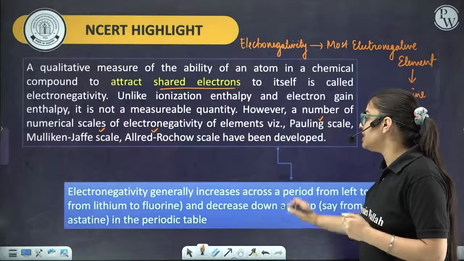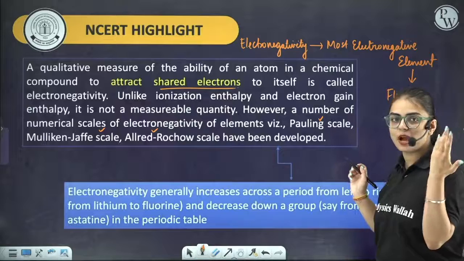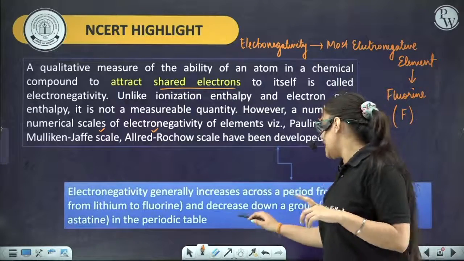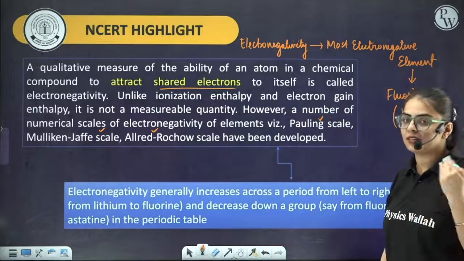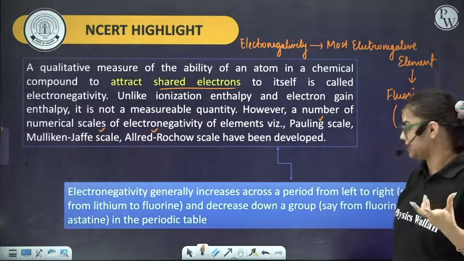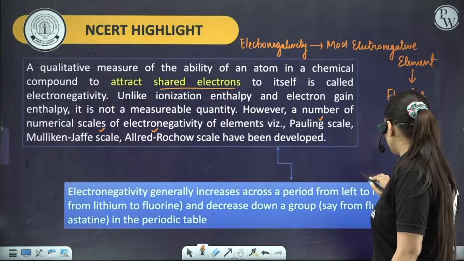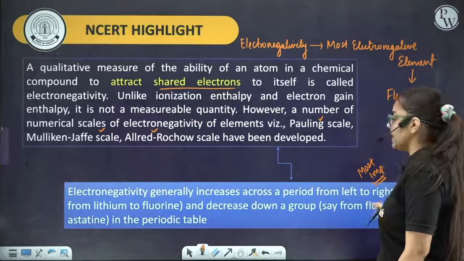Now, electronegativity generally increases across a period from left to right, if you will see. Why? Because size decreases, say from lithium to fluorine, and decreases down a group from fluorine to astatine. Down a group, it decreases, right? Because size increases. So fluorine is the most electronegative element. So this is yet another most important key point from the NCERT that you should know.